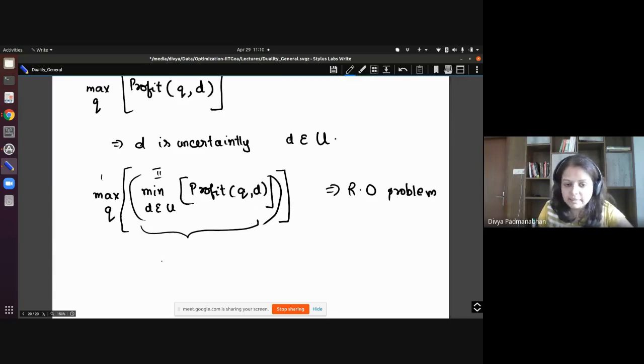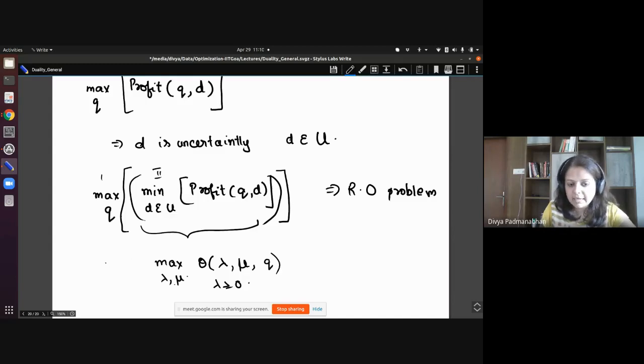what you're going to get is something of this form, right? So the dual will be some theta of lambda, mu, and it will also depend on q here because that is coming in the function. So it will come in this manner, and you want to maximize over lambdas and mu's. So this is an optimization problem over lambdas and mu's. Okay, and then you have an outer max over q.